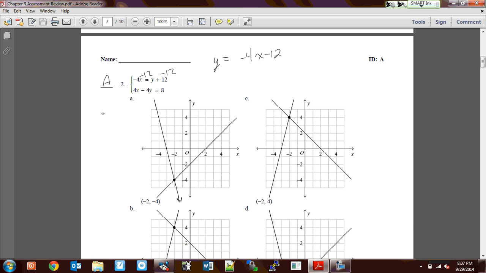Okay, if you wanted to solve it, you could. You would subtract 4x from both sides. So, I'm sorry, -4y equals -4x plus 8. Divide off the -4. So y equals x minus 2. And there we go. There's our intercept of -2. So y equals x minus 2, which is this one right here. And then y equals -4x minus 12, which is this line right here. So that just confirms A as our answer.